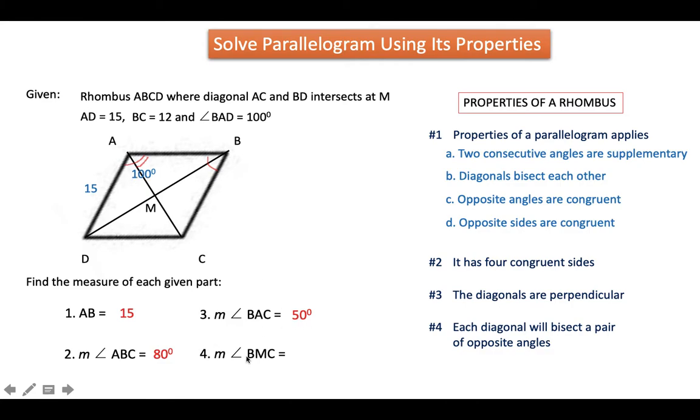For the angle BMC, we are referring to this angle BMC. This angle measures 90 degrees. Why? Because the diagonals BD and AC, their intersection forms a perpendicular, and that is according to property of rhombus number 3. When we say perpendicular, those two lines create a right angle, wherein that right angle measures 90 degrees.